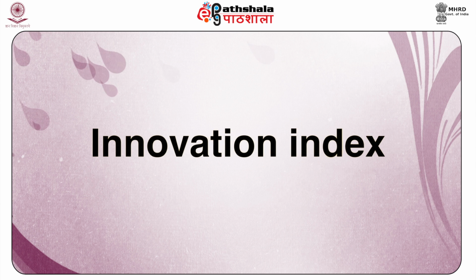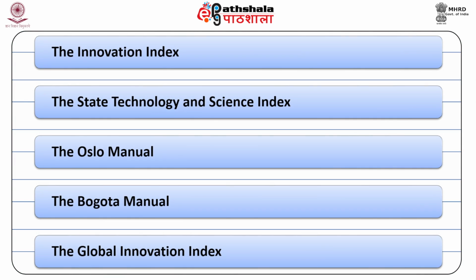Now we will discuss the innovation index. There are many indices which attempt to measure innovation. Some of them are as follows. First, the Innovation Index. It is developed by the Indiana Business Research Center, which measures the innovation capacity in the counties of the United States. Second, the State Technology and Science Index. It is developed by the Milken Institute, a US benchmark which measures science and technology capabilities. Third, the Oslo Manual. It focuses on Europe and North America. Fourth, the Bogota Manual. It focuses on Latin America and Caribbean countries.